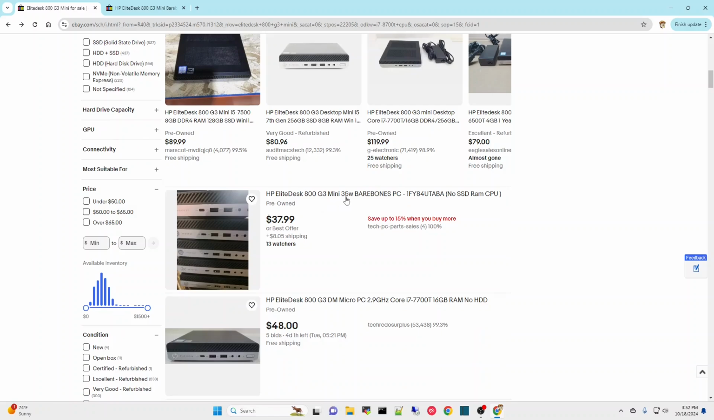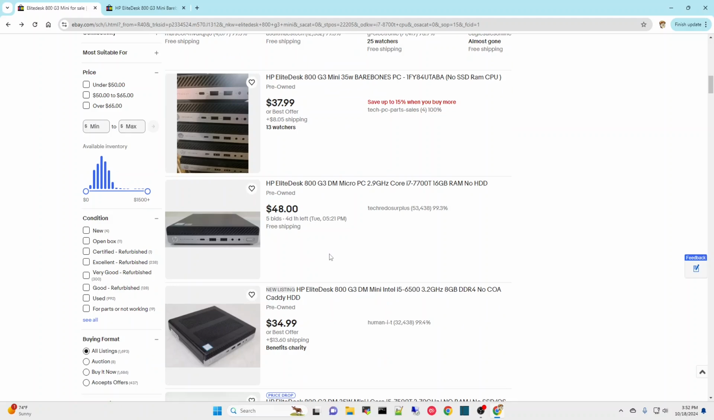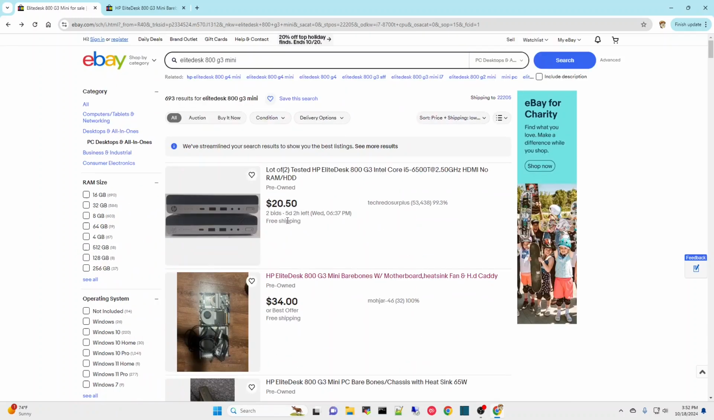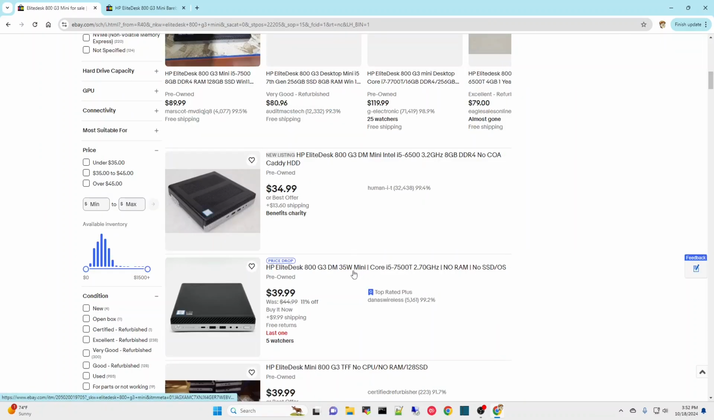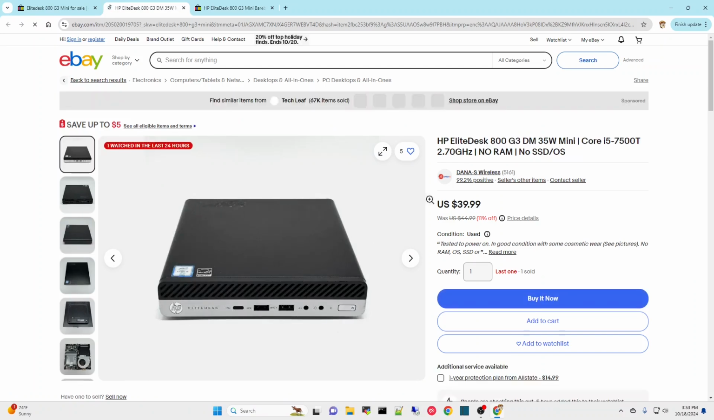So here's a, okay, no CPU. Okay, this one, this is a bids. You know, let's make it easier on ourselves. Let's do a buy now. All right, here is, well, see right away, this is a 35 watt i5-7500T, which is $50. Okay, no RAM, no SSD.